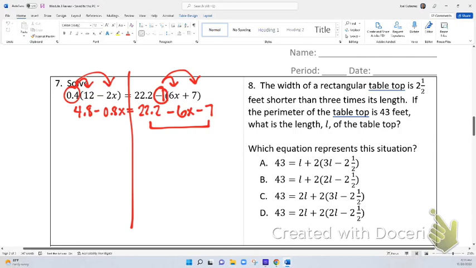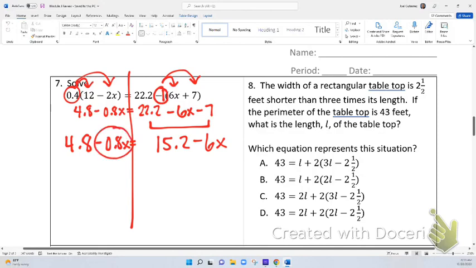Those are just constants, the numbers without the variables. So 22.2 take away 7 gives us a 15.2. We still have the minus 6x. We still have the 4.8. We still have the 0.8x on this side. And then once again, we're just solving for x.